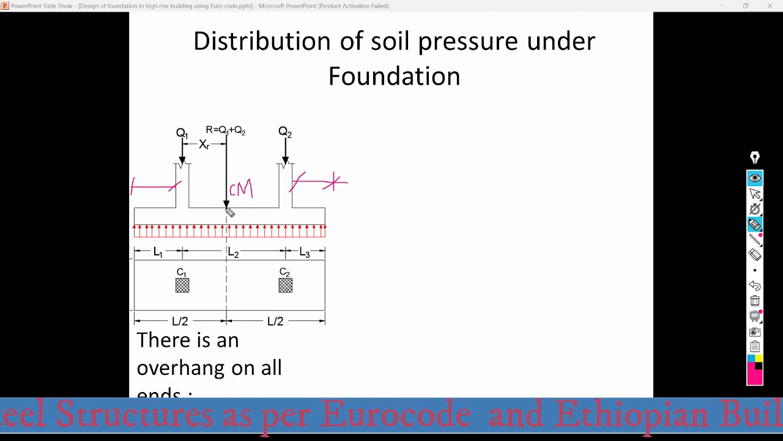This one is the center of mass. So the distance from here up to here is what? Suppose this one is L over 2 to here, and the distance from here up to here is L over 2 to here. So the location of the resultant force and the location of the center of mass match here. In this case, the distribution of the soil pressure is rectangular because there is no eccentricity.